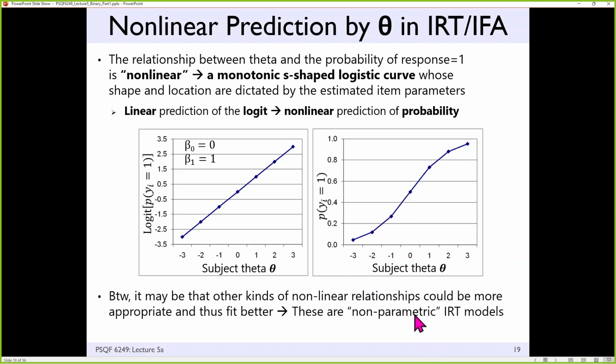By the way, these are what are known as parametric IRT models, meaning the bendy line follows a very specific function. There's a whole set of models that are called non-parametric, where it's different kinds of bendy, data-estimated bendy. That's the key word if you're interested in those things instead.